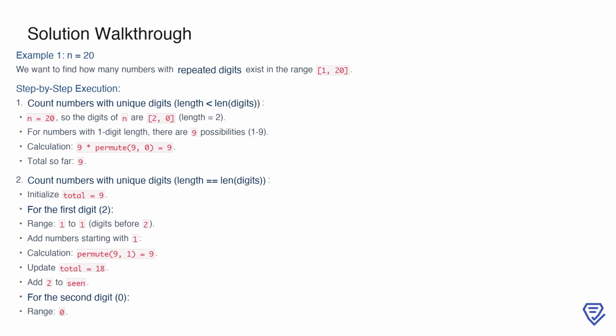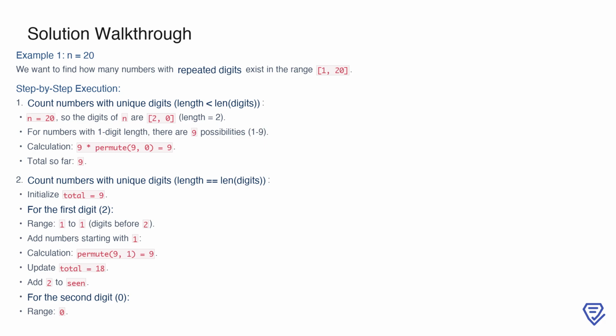To solve this problem for n equals 20, we first need to determine how many numbers have unique digits. The digits of 20 are 2, 0, which means it has a length of 2. For numbers with a length of 1 digit, there are 9 valid options, ranging from 1 to 9. This is calculated as 9 times permute(9, 0), which equals 9.